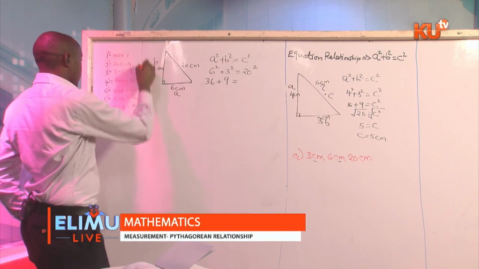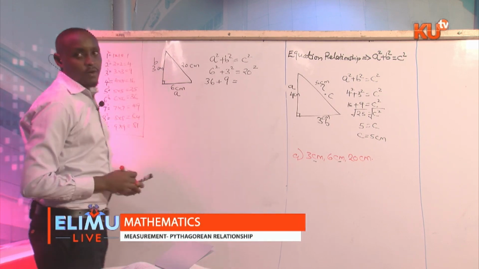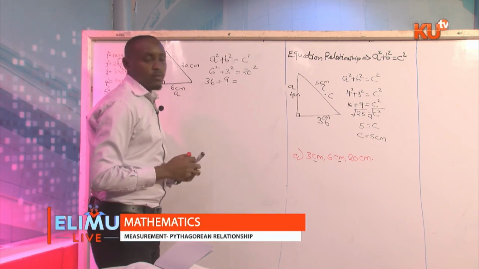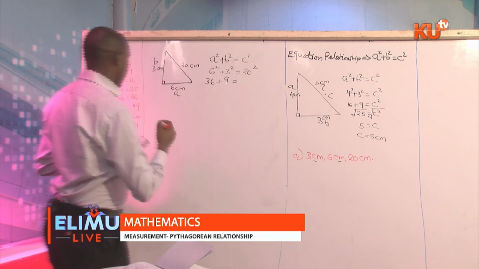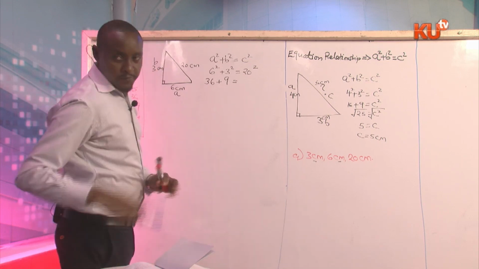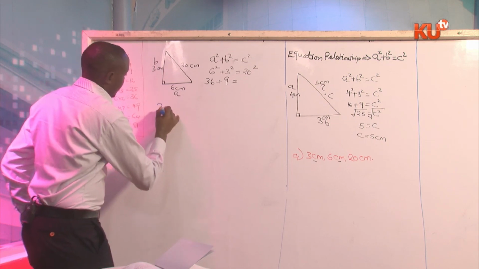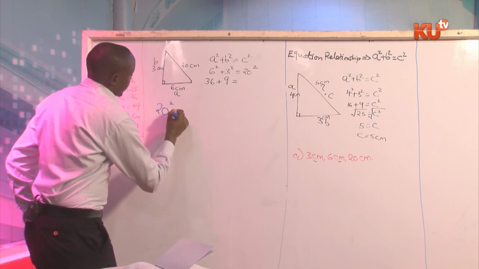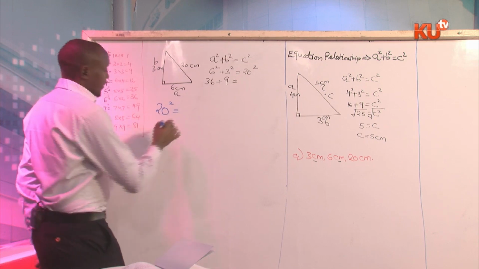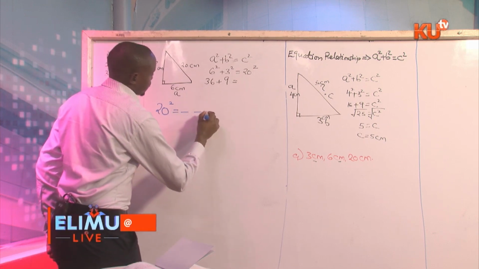So I'll maintain these until the end of the lesson for our reference. Now we want to see how we get the square of a 2-digit number. I said I'll teach you a shorter method of getting the square. So we want to get the square of 20. Just write 20 squared, then write your equal sign, then have 3 dashes that you shall fill.